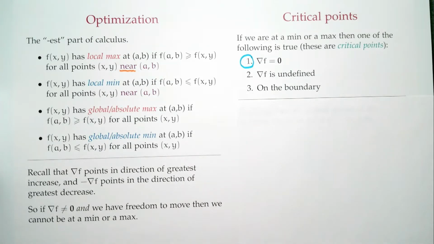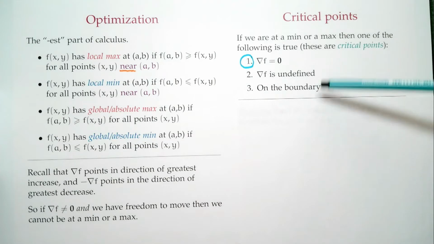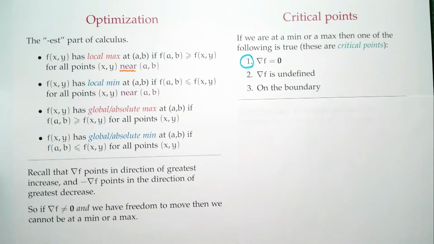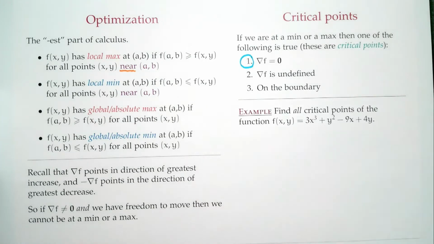So today we're not going to worry about these last 2. We will talk more about these over the next couple of days. But again, today, most of what we're going to talk about is where the gradient is 0. We're going to call those the critical points.